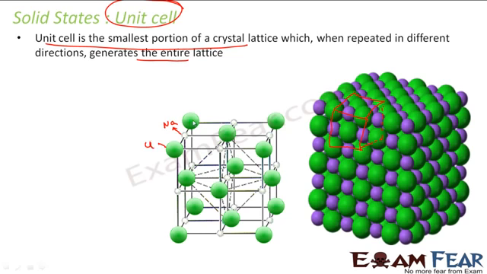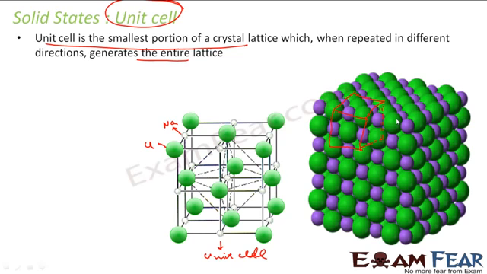Correct. So chlorine occupies this corner place, and these are the spaces, voids. Sodium occupies this. So this is my unit cell. This is the smallest portion, because if you keep repeating this itself, you will get the lattice.